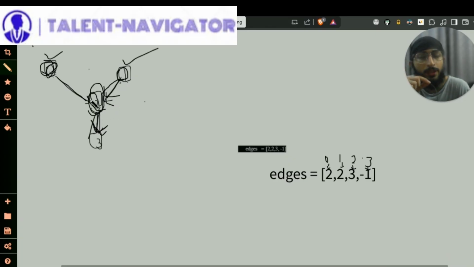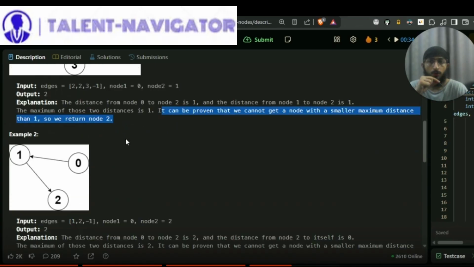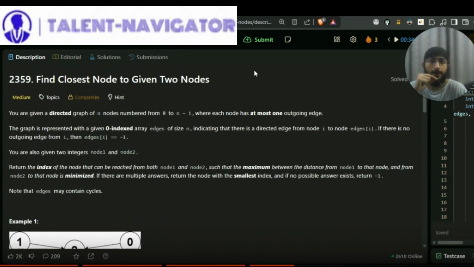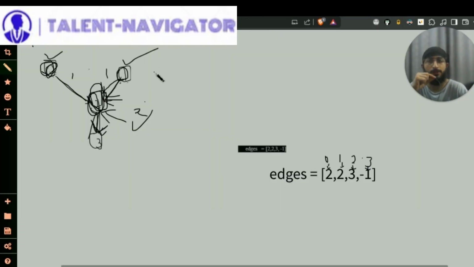What we found out is that this is the maximum we can go, and we have to print out the minimum distance, right? We have to print out the smallest maximum distance that we can go from both nodes. So that is basically 1. The distance is 1, but the node value is 2. So that's why our answer is 2, right? So now we have gone through this example, and now let's talk about the algorithm.